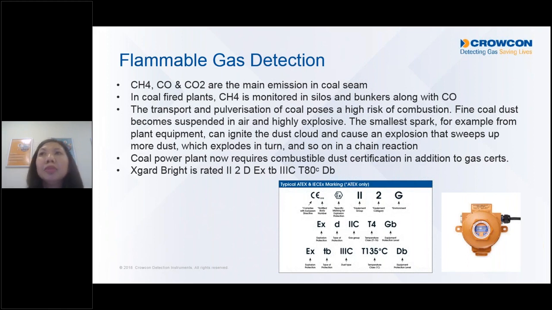It becomes suspended in air. Actually, it's so fine that it can float in air. So the smallest spark from any plant equipment can ignite the dust cloud, and it causes an explosion that pulls up more dust, and it becomes a flame ball that keeps on rolling, and it becomes a chain reaction that can cause huge damage to the plant. So coal power plants now require combustible dust certification in addition to hazardous gas. The good news is for our new product X-Cut Bright, we do have combustible dust certification. So that's in a coal-fired power plant.